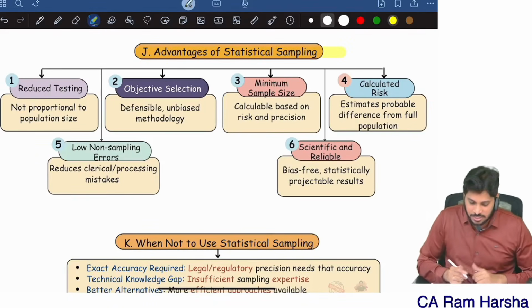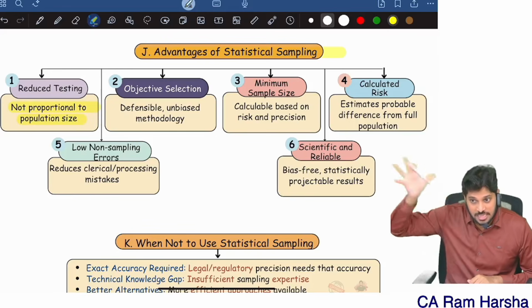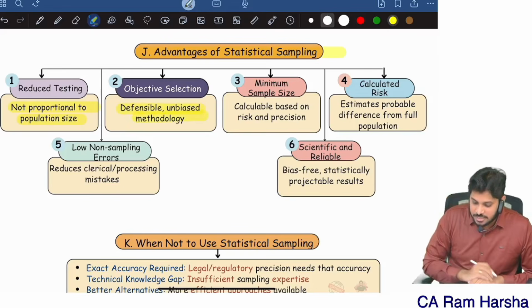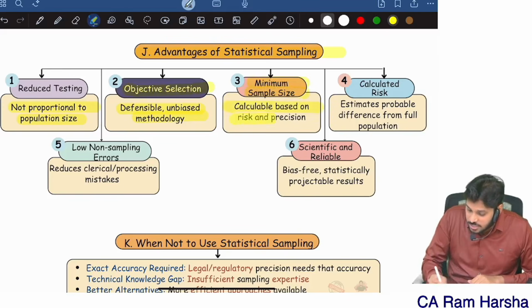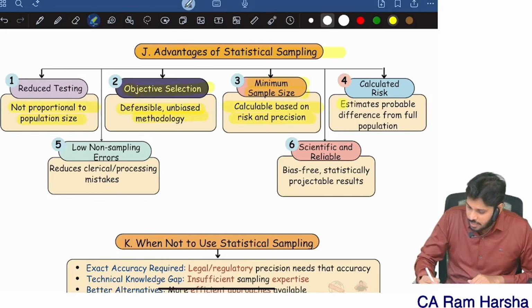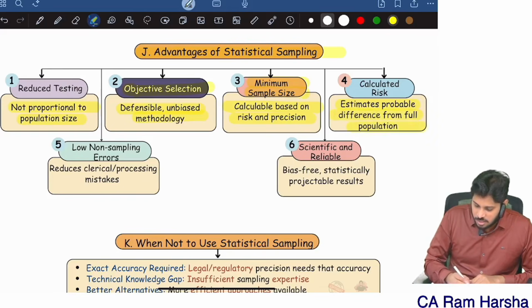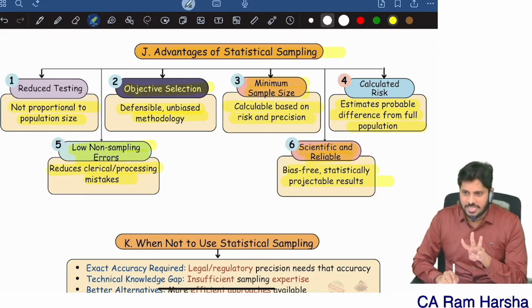What are the advantages? Not in proportion to the population size. Sample size need not increase in proportion to the increase in population. We select the sample objectively. With a minimum sample size, we can calculate risk. We can calculate with precision. Estimates probable difference. Reduces clerical processing. Low non-sampling errors. Scientific and reliable. Any 3 or 4 points you can write in exam.